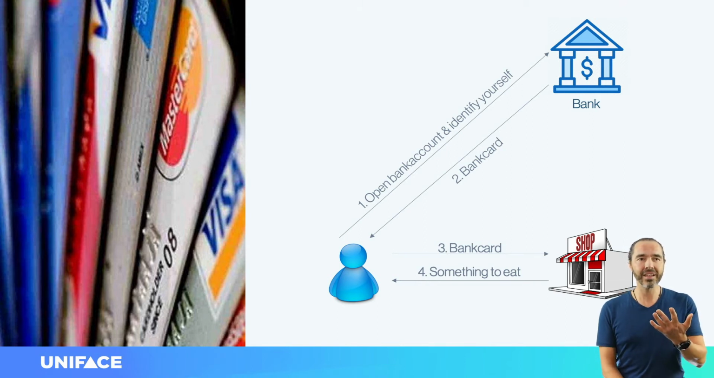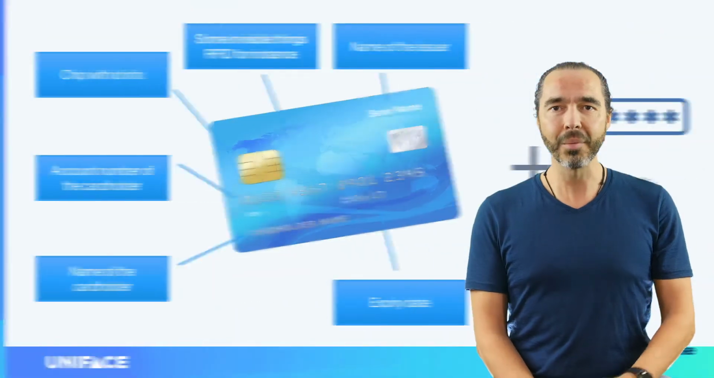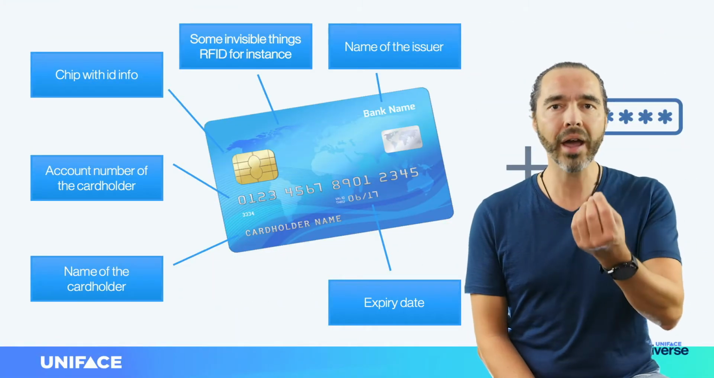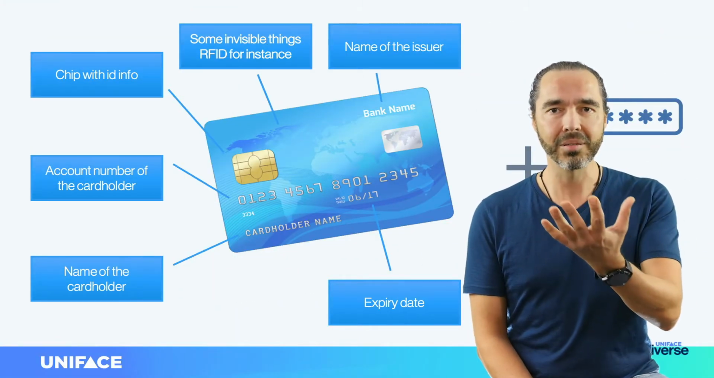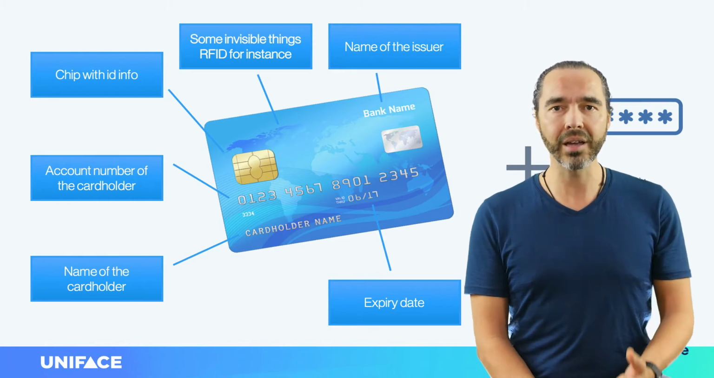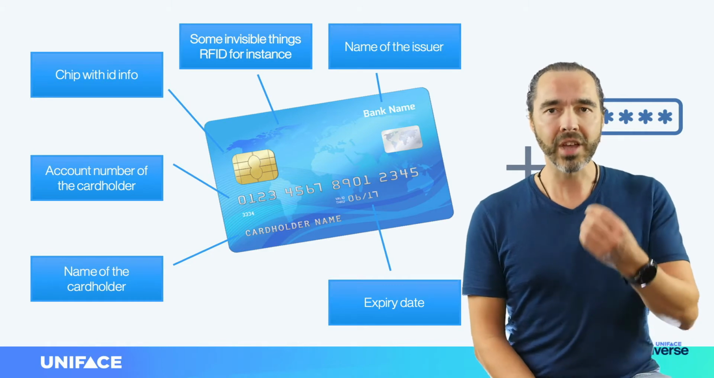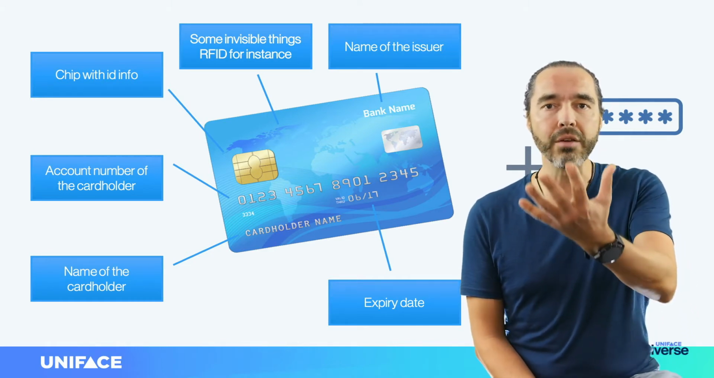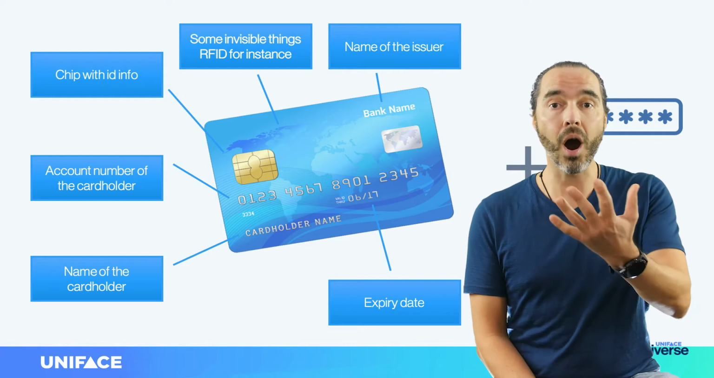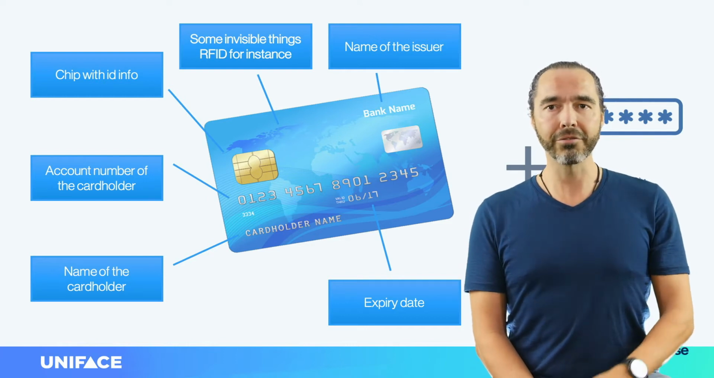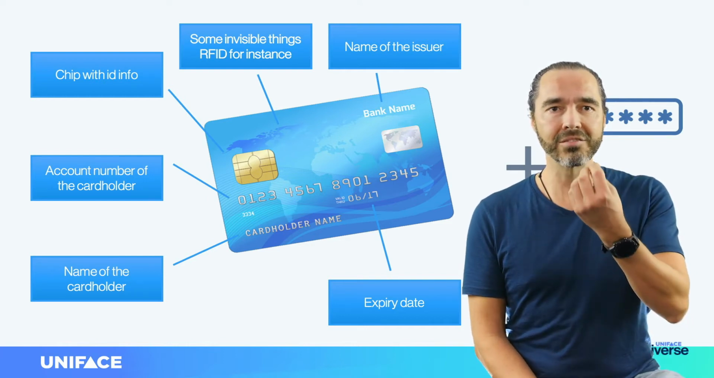But it's just a piece of plastic. A bank card is a piece of plastic. And why is there trust in this piece of plastic? That's because the bank added some enhancements. They added something to say who they are, who gave you this card, who you are, and they added some stuff to make it secure.